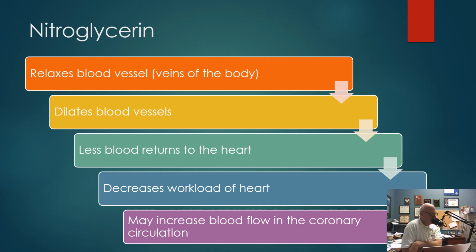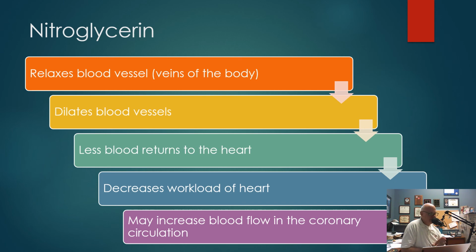Nitro is going to, a big $6,000 word or phrase for this is it increases venous capacitance. And so by increasing venous capacitance, it will allow the blood to sit in the veins. So it dilates those blood vessels, and then less blood returns to the heart. If you decrease the amount of blood going to the heart, you're going to decrease the workload of the heart.